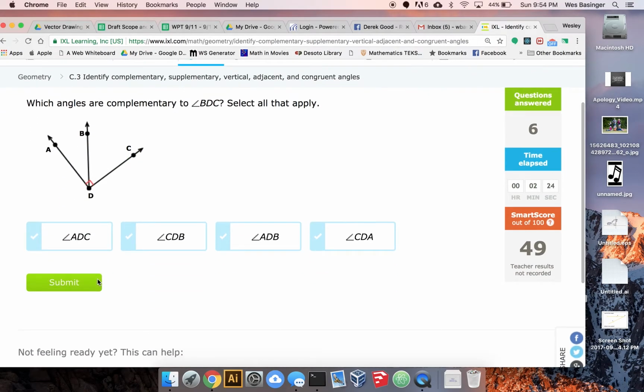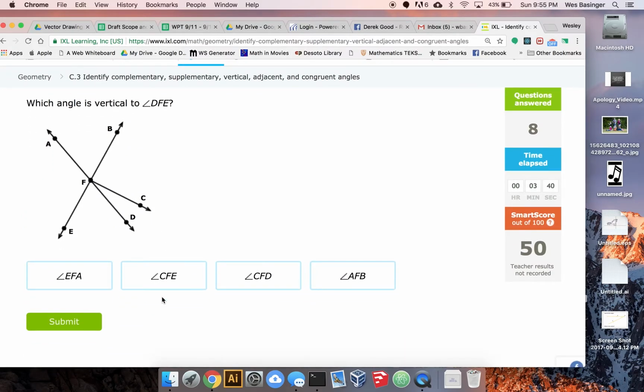This one says which angles are complementary to BDC. BDC is this angle. This is actually pretty easy because we have a right angle and it's split by ADB. So we're going to go ahead and do ADB. And if they had a BDA, that would be okay too, but this one asks which angle is vertical to DFE.